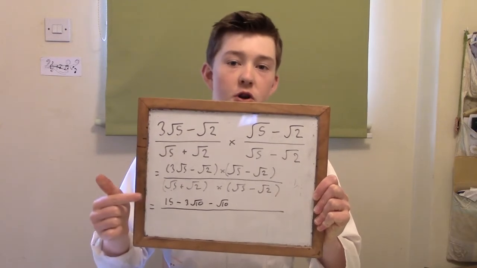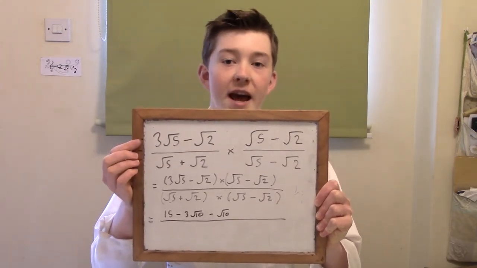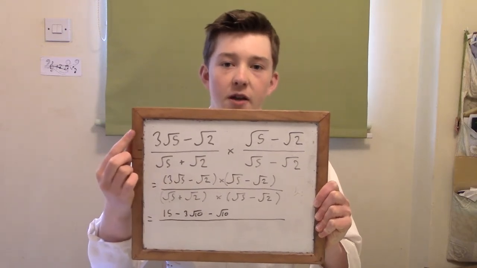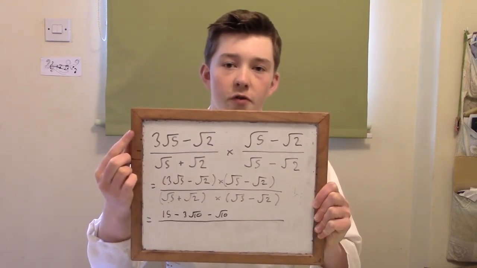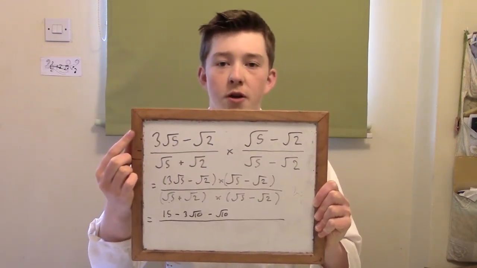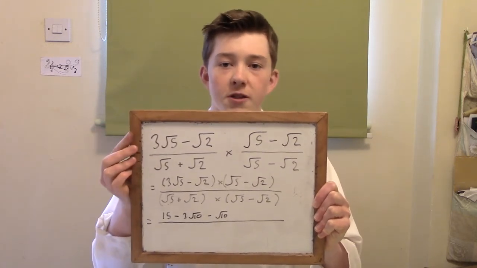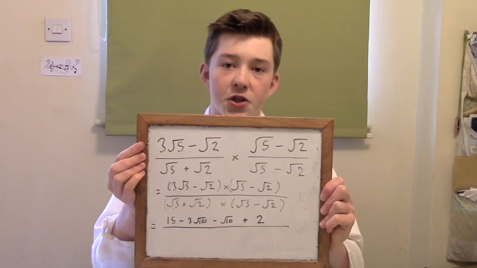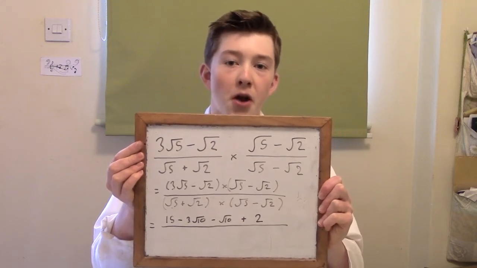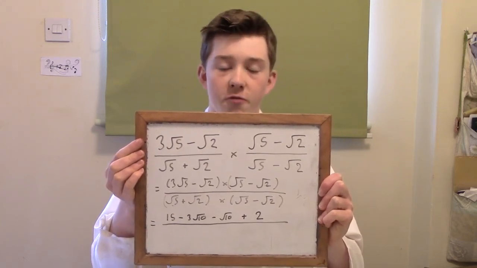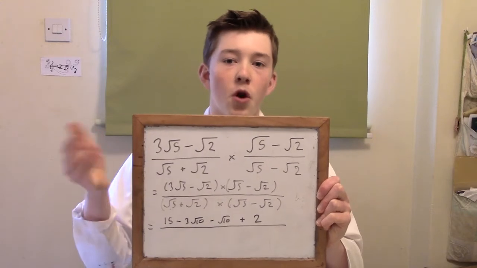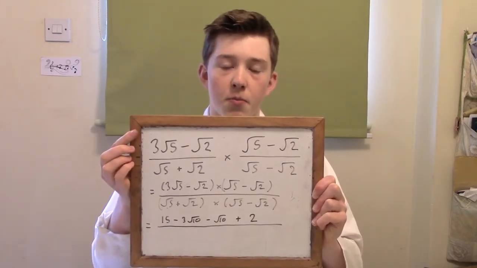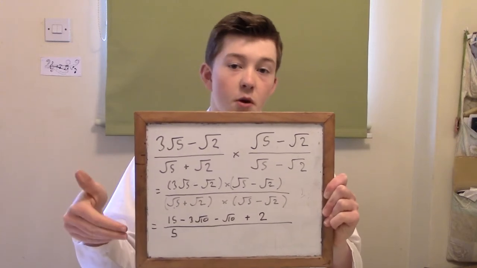The next number on the numerator will be minus root 10. This is because we're multiplying the two inside numbers together in the double bracket, which are root 5 and minus root 2, which gives us minus root 10. The final number on our numerator is going to be plus 2, because when we multiply minus root 2 and minus root 2 together, they become the whole number 2, and the two minus signs cancel out to make a positive. Now for the denominator.